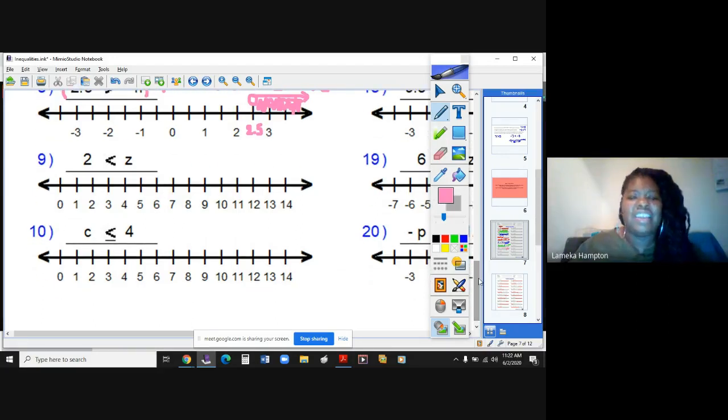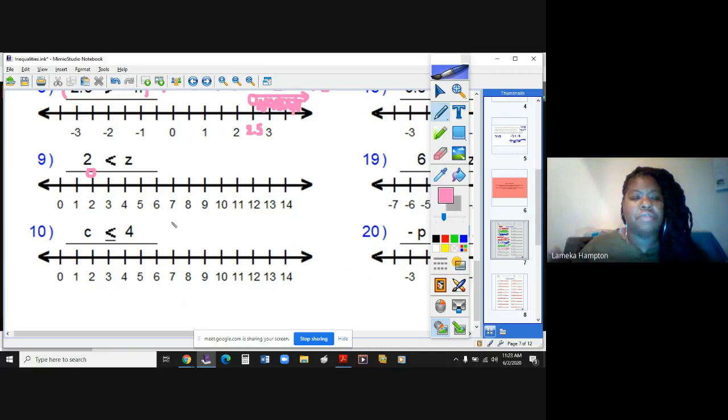All right. So number 9. Number 9 says 2 is less than z. The good news is we don't have to move anything. We don't have to switch anything because z is positive. Okay. Now, I am going to put an open circle. Hopefully y'all can see that. Put the open circle above the 2 because remember, that lets me know that 2 is not a solution or is not a part of the solution to that particular inequality.